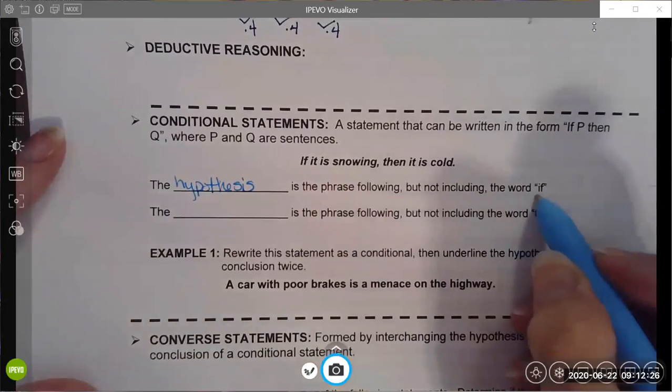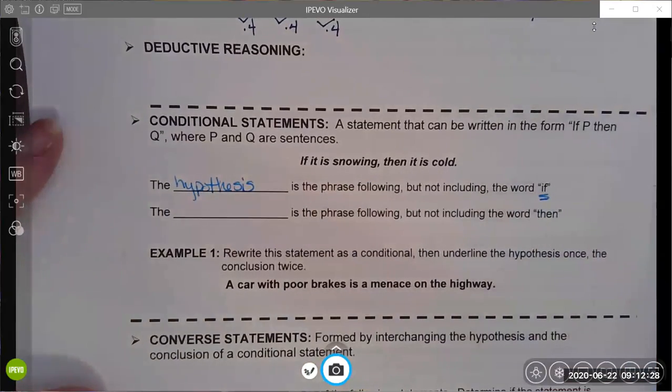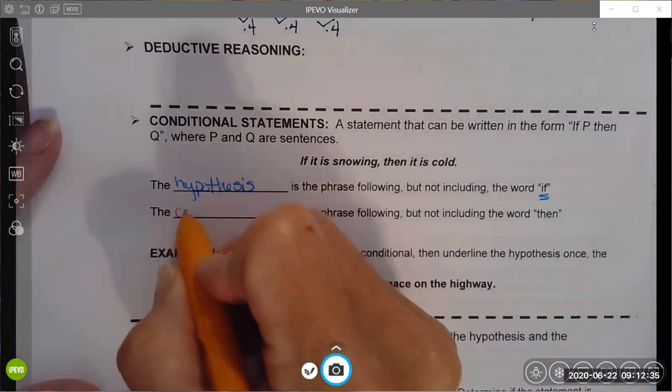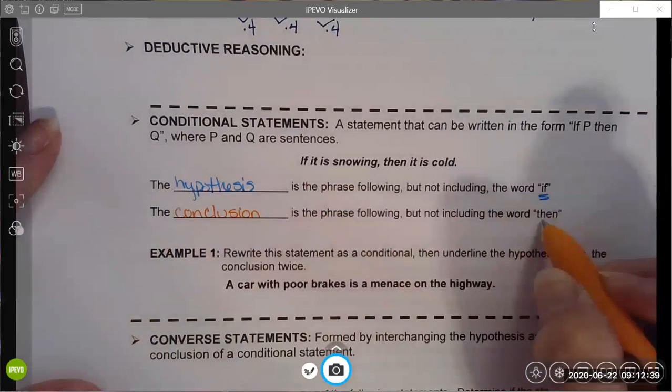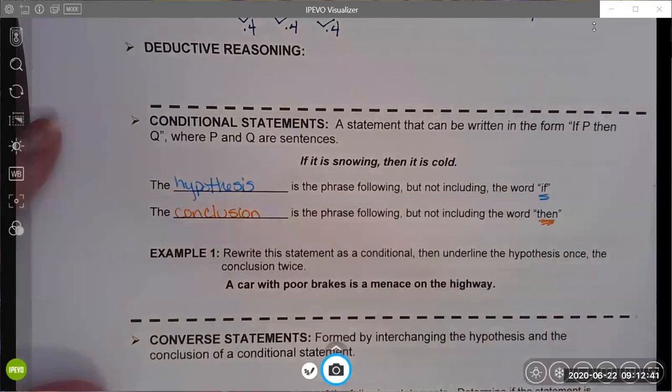And it always follows the word if. The second part to a conditional is called the conclusion, and it always follows the word then.